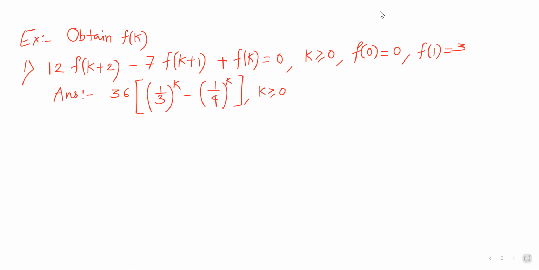Then the next question is f of k minus 4 times f of k minus 2 is equal to u of k for k positive. Okay. uk means u of k for k positive. So in this case, what you have to do is you have to just take the unit step function, discrete unit step function for k positive, and that way you have to solve.